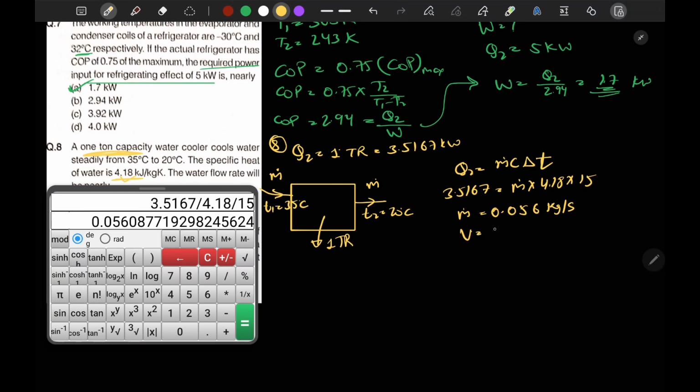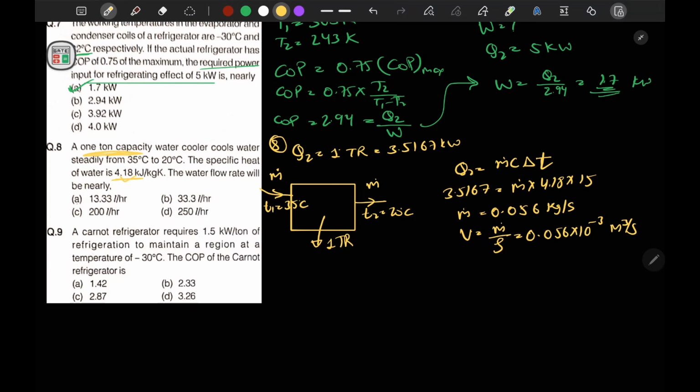Now we know that volume flow can be written in terms of mass flow rate upon density. Mass flow is in kg per second and density is in kg per meter cube, so we get 0.056 into 10 to the power minus 3, taking water density as 1000, in meter cube per second.